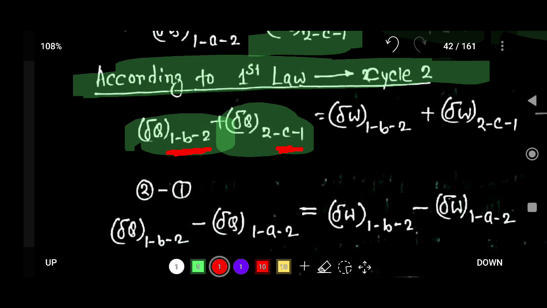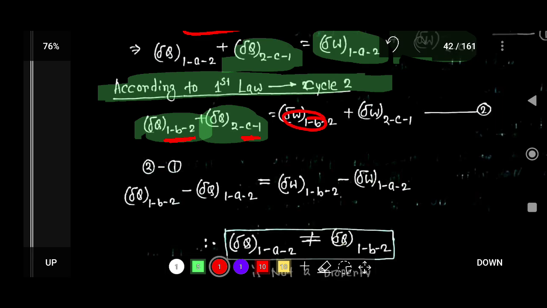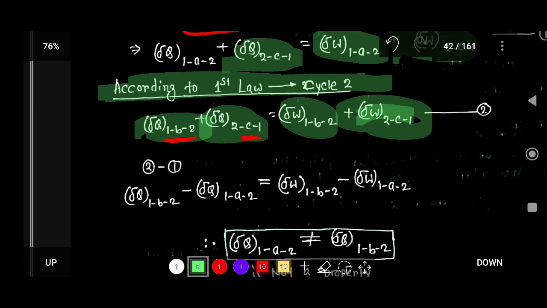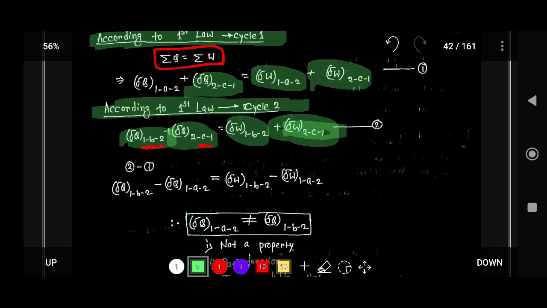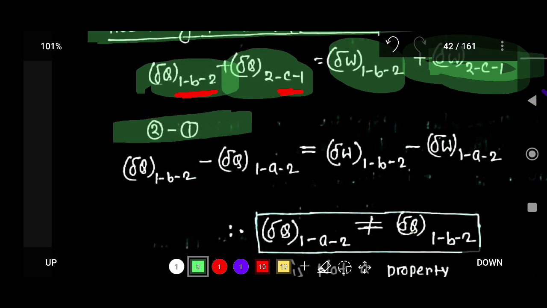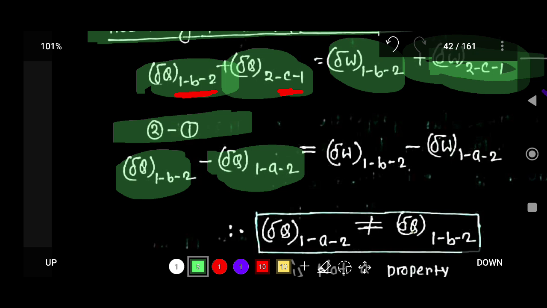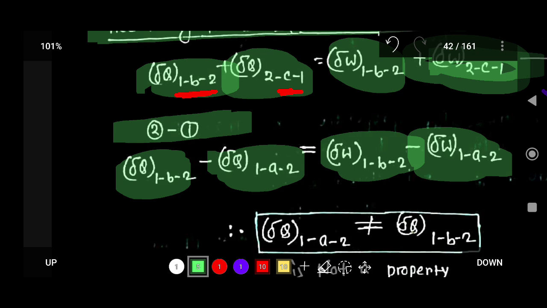So that is why del q 1b2 plus del q 2c1 is equal to del w, that is equal to del w 1b2 plus del w 2c1. This is equation number 2, and this is equation number 1. Now if you calculate equation 2 minus equation 1, you get del w 1b2 minus del w 1a2.